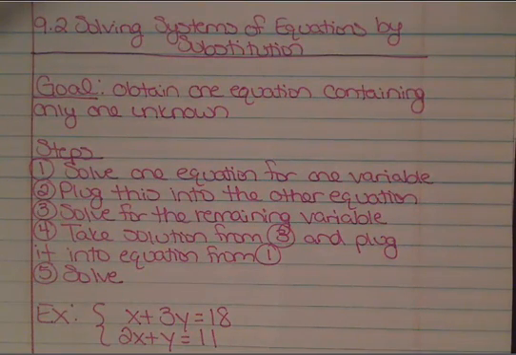So the first step is to solve one of the equations from our system for one variable. Then, for step 2, we will plug that into the other equation. Step 3, we will solve for the remaining variable. Step 4, we will take the solution from step 3 and plug it in to the equation from step 1, and then we will solve.